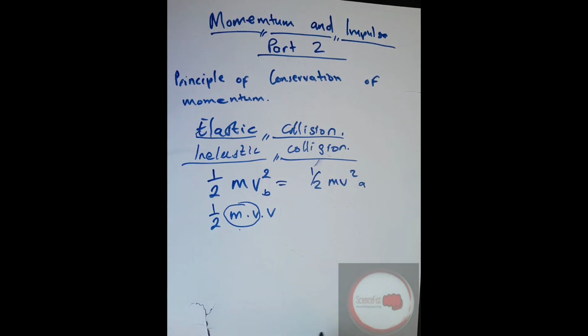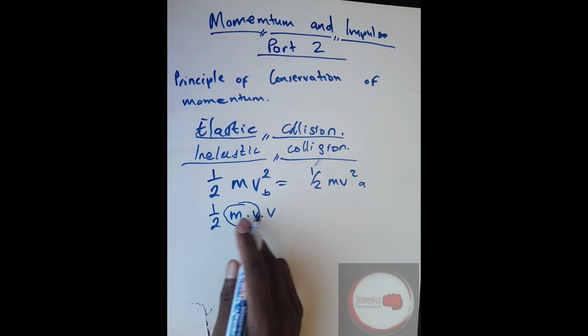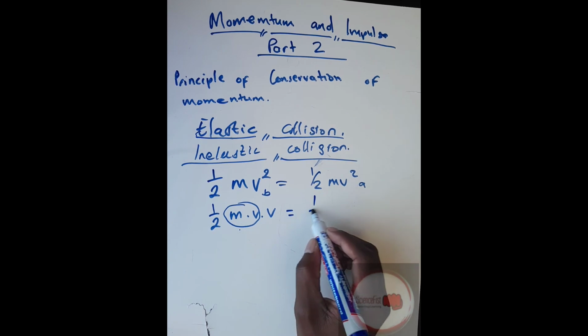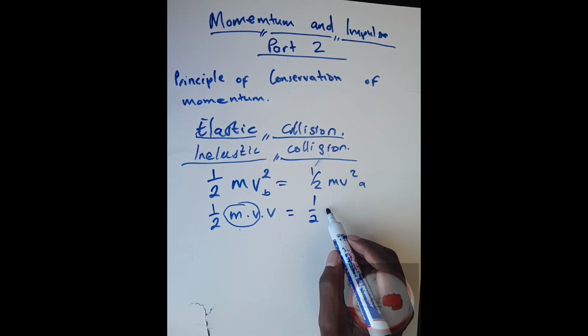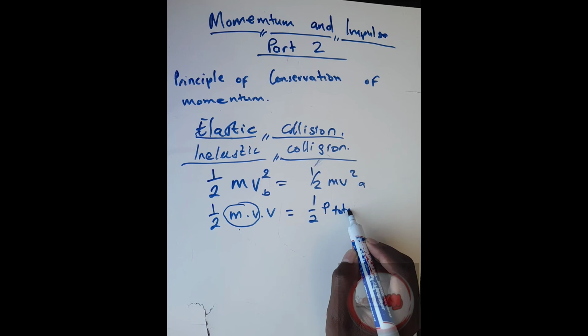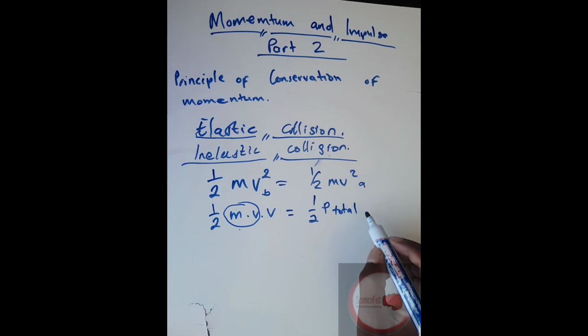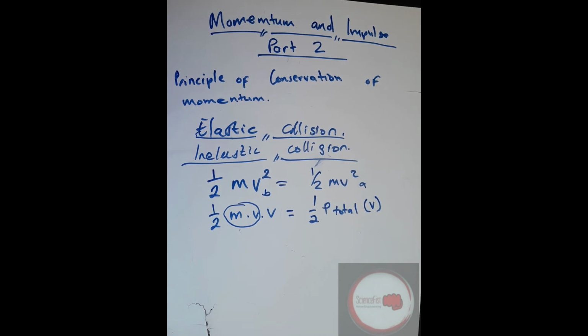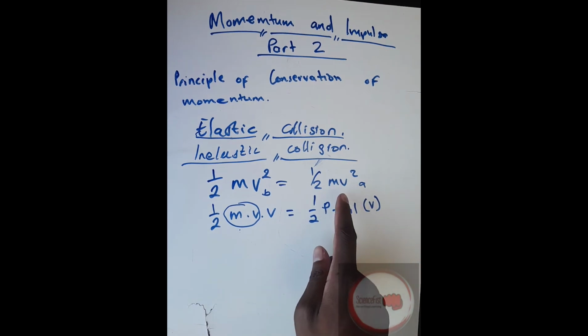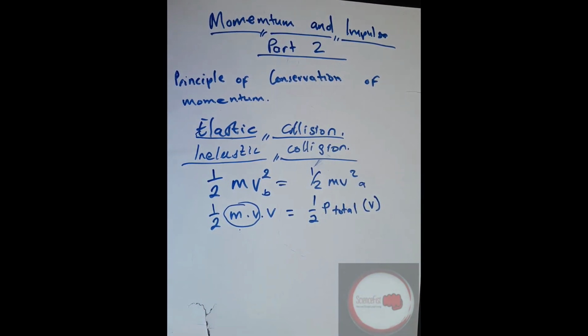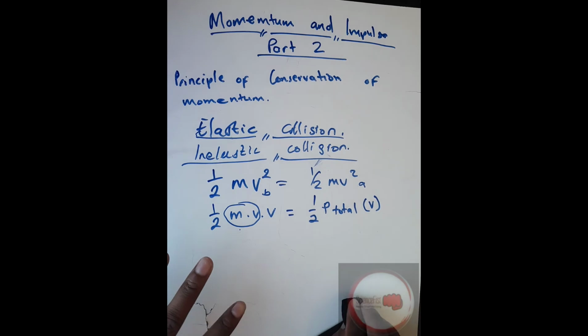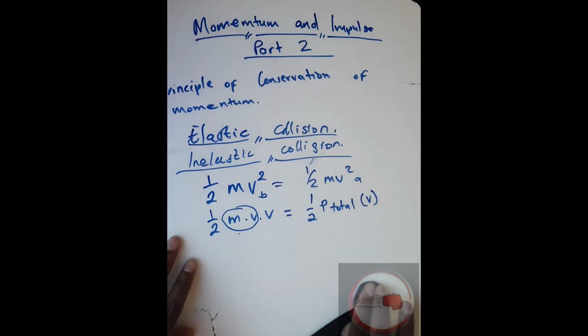So instead of writing all of that, since this is equal to momentum, you can just say half of momentum, the total momentum before or after, multiplied by the velocity before. Okay, so this is the total kinetic energy. It's not just the kinetic energy for one object. So let me just show you how it actually works.